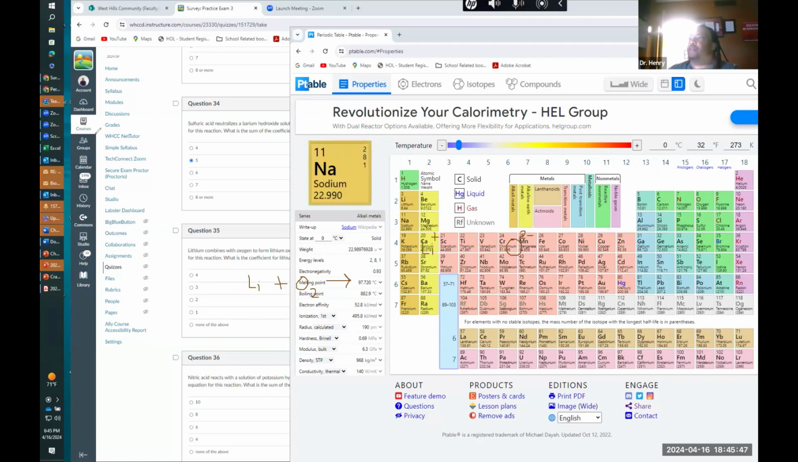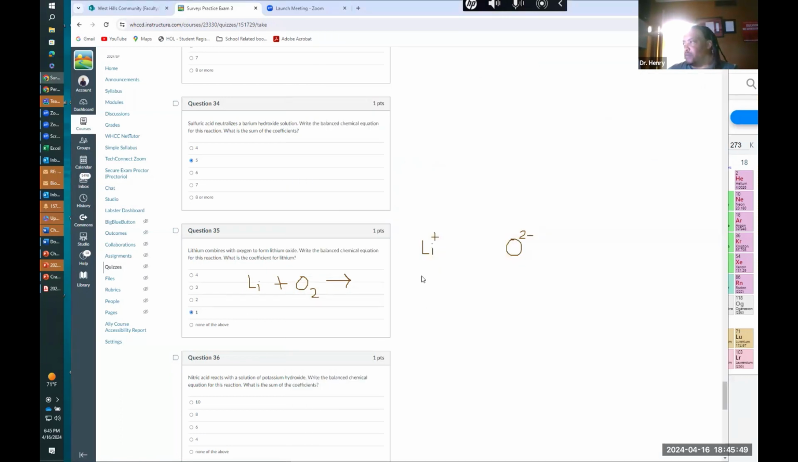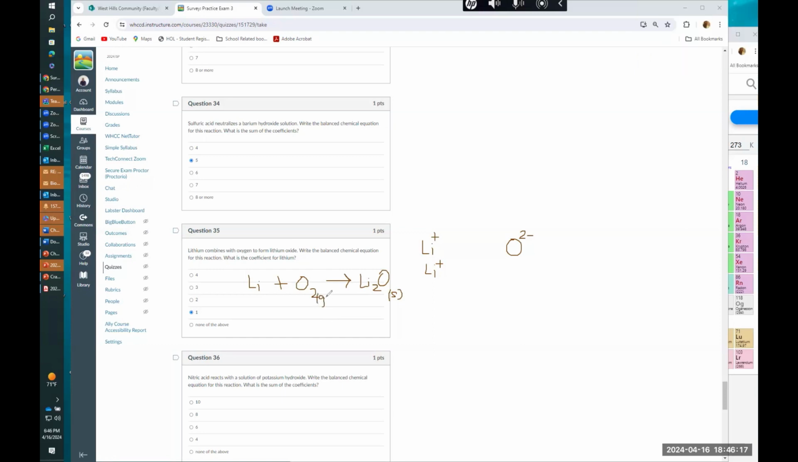Okay. So now, if these are going to balance each other out, how many lithiums am I going to need? 2. Right? So then my chemical formula is going to be Li2O. And that would be a solid. Oxygen is a gas. And metals are solids, except for silver.